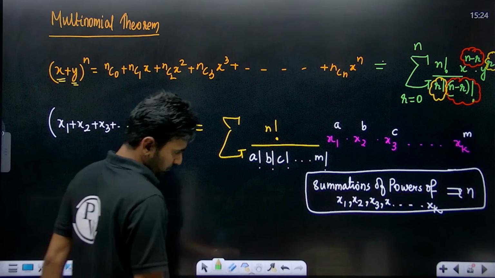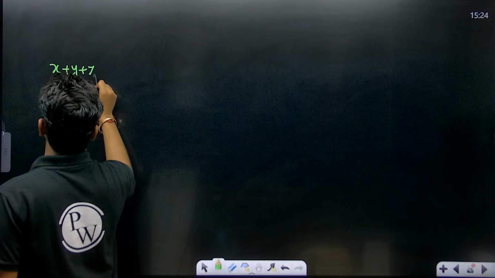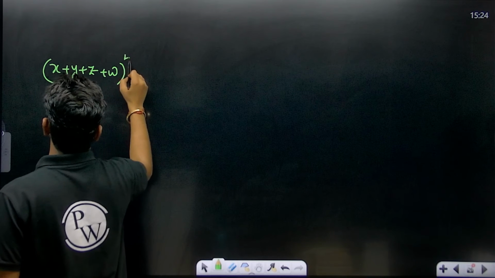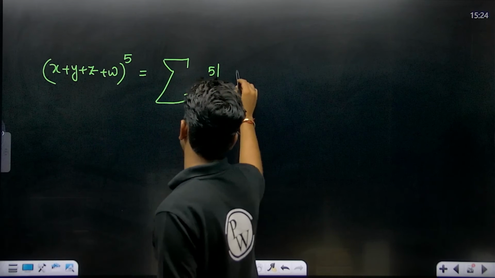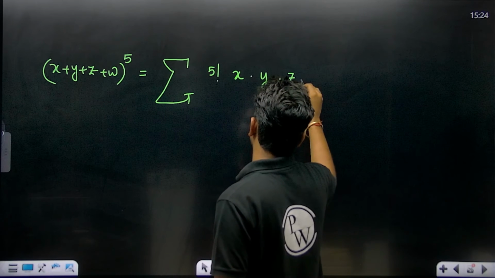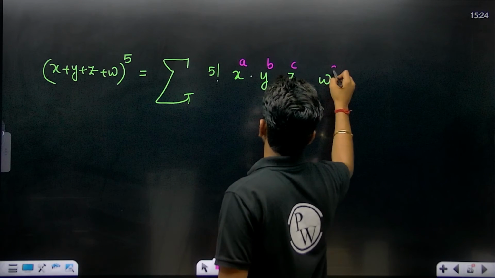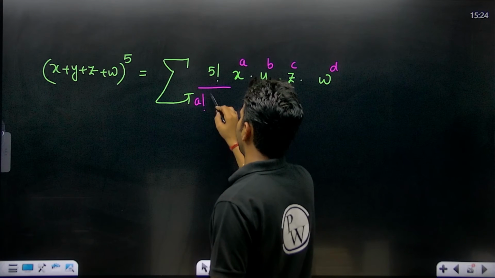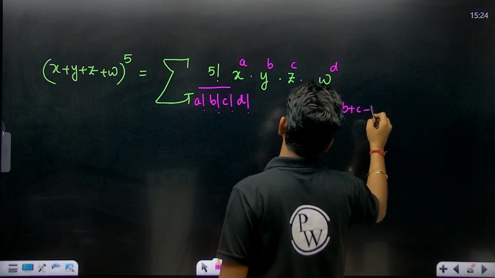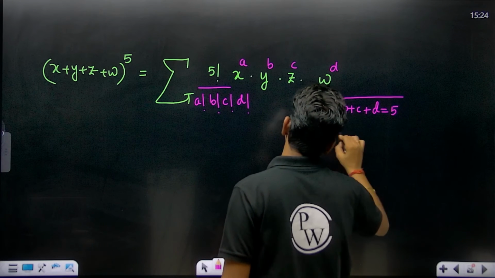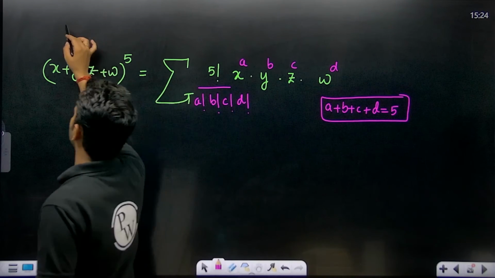So let's say (x plus y plus z plus w) to the whole power 5 is asked, then this can be written as sigma 5 factorial. Then x will be holding some power, y will be holding some power, z will be holding some power, w will be holding some power. These are, let's say, a, b, c, d. So their factorials will be written over here: a factorial, b factorial, c factorial, d factorial, and the sum of a, b, c, and d will be what? It will be equal to 5 only, always. So this is what the multinomial theorem is all about.